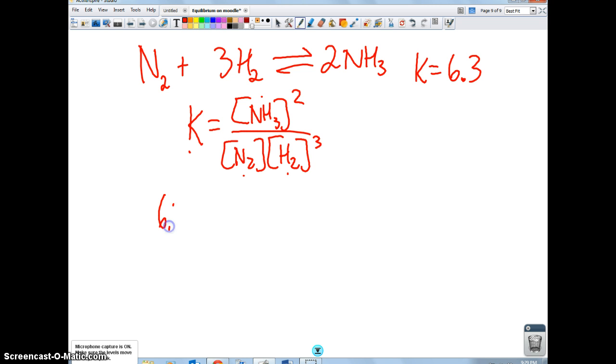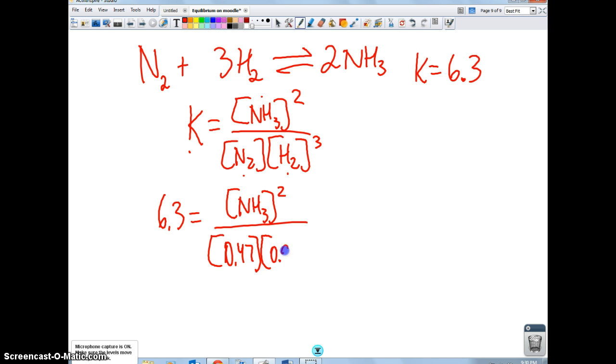If K equals 6.3, and I know that the concentration of the ammonia at equilibrium is 0.47 molar, I want to know, oh, see, I'm messing this up already. It's not what I wanted. I want 6.3 is the concentration of that. I don't know the concentration of the ammonia, but I know that the concentration of the nitrogen when I got to equilibrium was 0.47, and the concentration of hydrogen due to the reaction was 0.93. If this is true, now I can just do algebra to solve for this concentration of X.